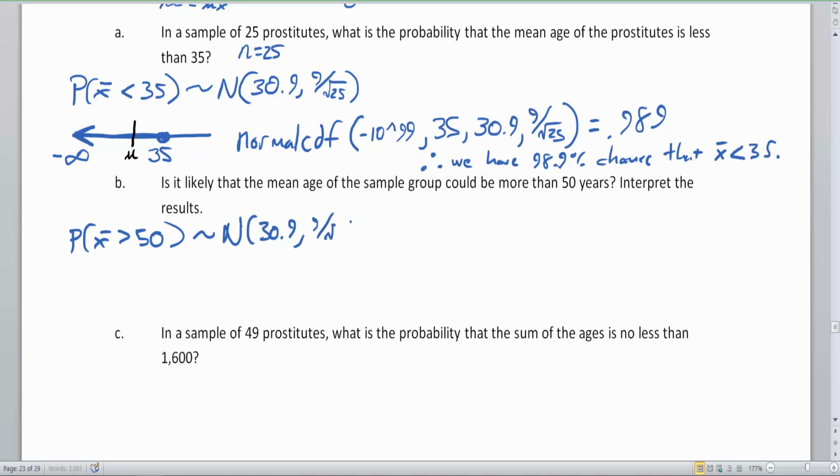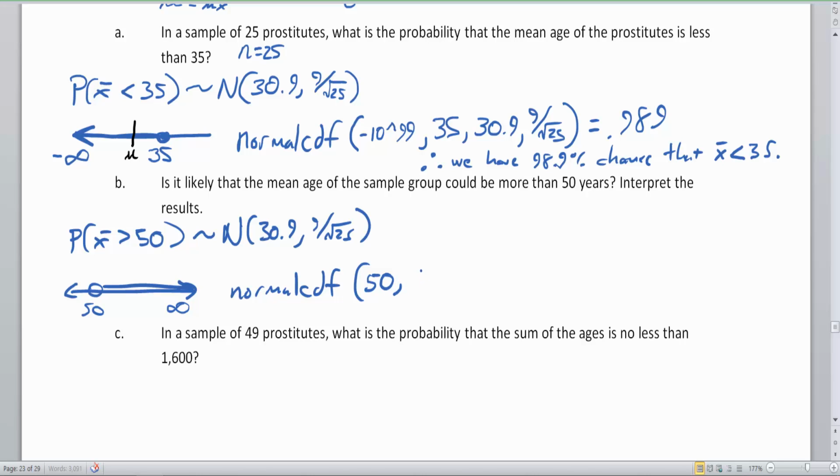9 divided by square root of 25. Now what's nice is that your calculator has some of these values loaded into it now. And since we're looking at a situation where we want greater than 50, so here's 50 and we're going to go to positive infinity here. So we're going to go normal CDF. And this is when we would go from 50, which is our lower bound, up to infinity.